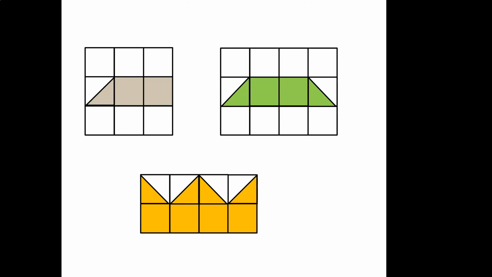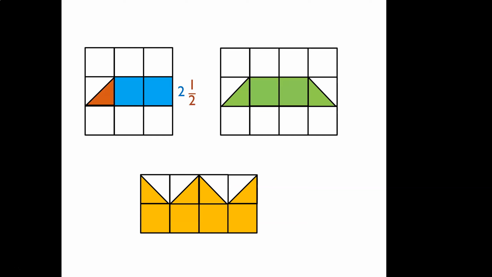Here are 3 examples with sections shaded different colours. Can you find the area of the coloured sections? Pause the video and have a think. How did you get on? In the first example, we have 2 full squares and 1 half square. So the area is 2.5.